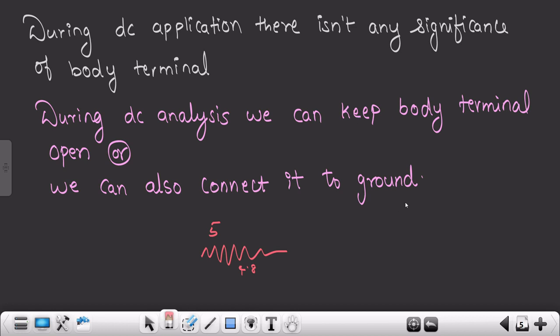There isn't any hard and fast rule to connect this terminal to ground only during DC application. But it's up to you. If you want, you can connect it to ground during both AC and DC analysis. That would be a good practice. This is what I can suggest, right?